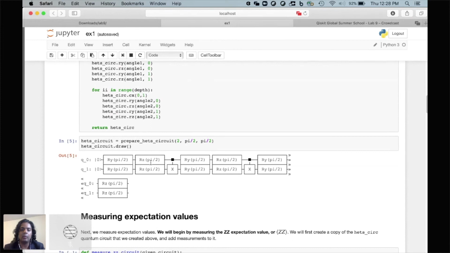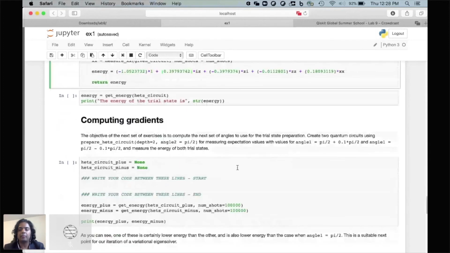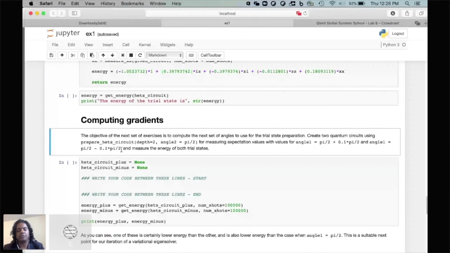Around this angle 1 value of pi over 2, we're going to go plus 0.1 pi over 2, and we're going to go minus 0.1 pi over 2 for all the angle 1s. And we're going to remeasure the energies at these points. And from a measurement of these energies, I want you to get a sense of in which direction you would go for the next optimization step. So that's going to involve getting an estimate of the gradient.